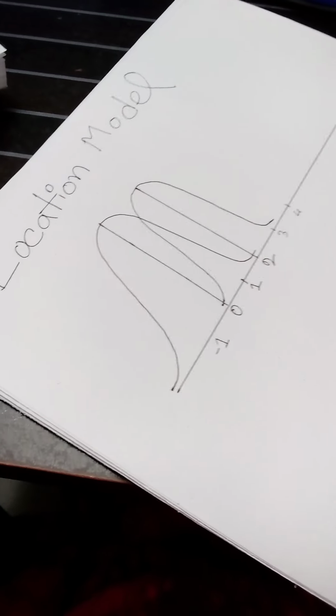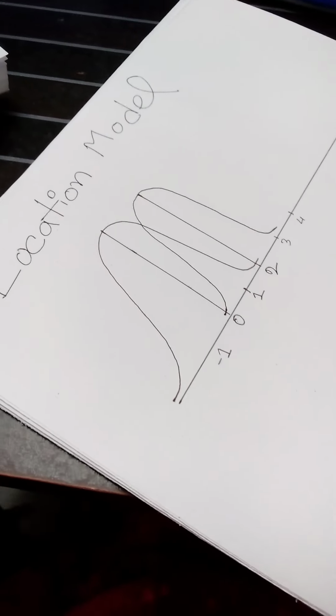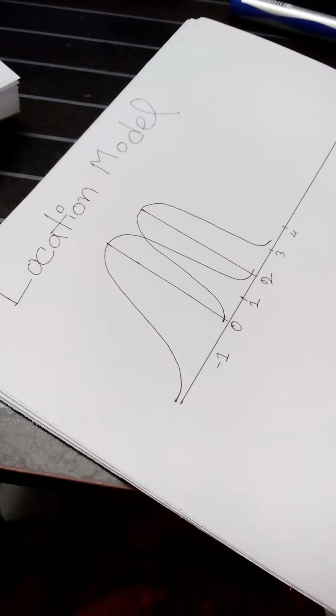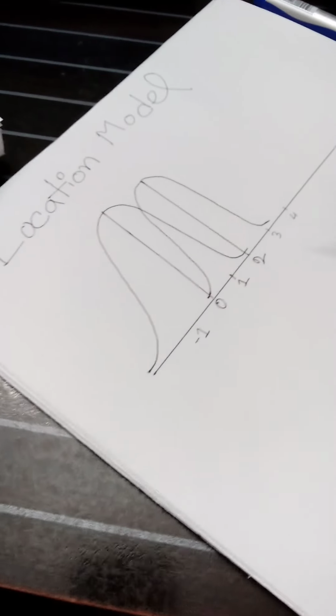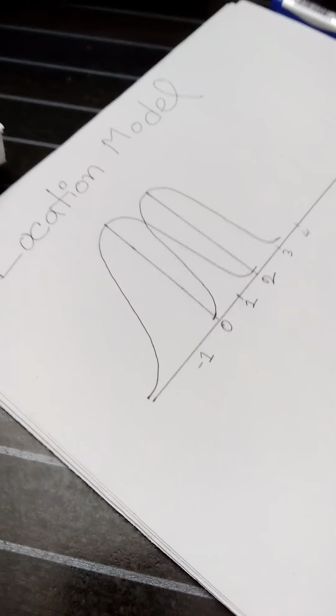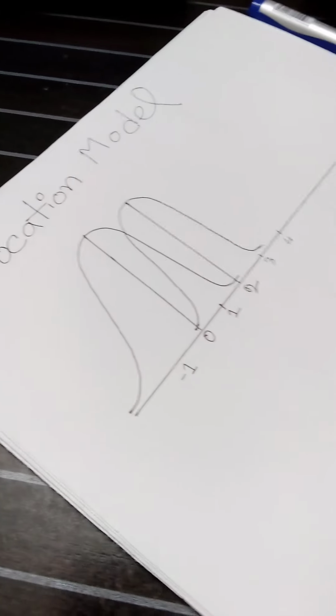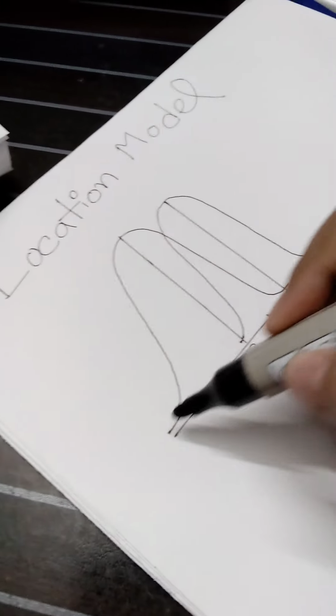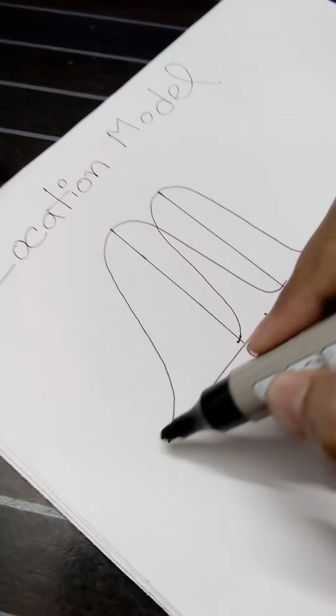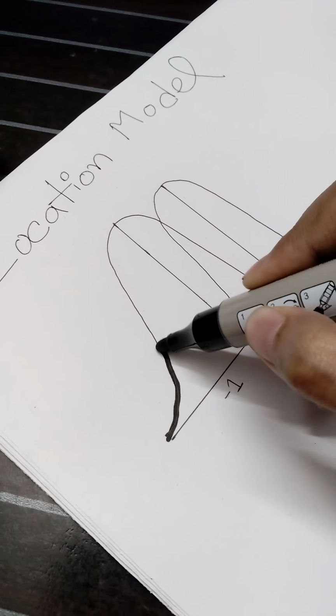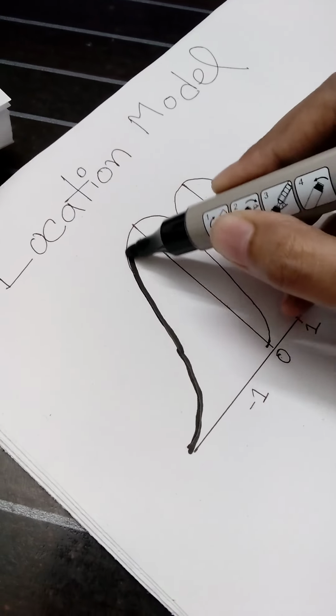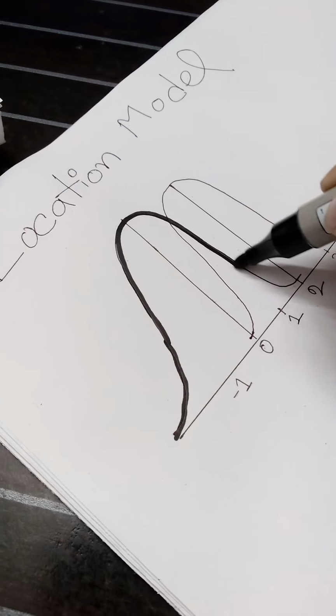This video tutorial explains location, scale, and shape parameters. What is the effect of the location model in statistics? We can see a graph. The first one, at first let me highlight it.